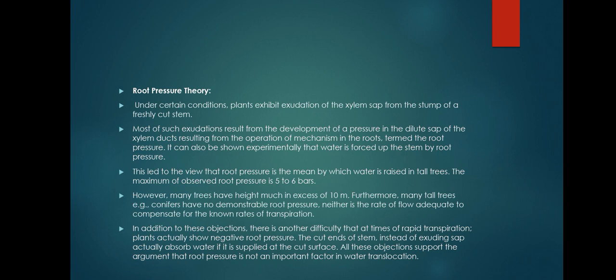In addition to these objections, there is another difficulty: at times of rapid transpiration, plants actually show negative root pressure. The cut ends of stems, instead of exuding sap, actually absorb water if it is supplied at the cut surface. All these objections support the argument that root pressure is not an important factor in the translocation.